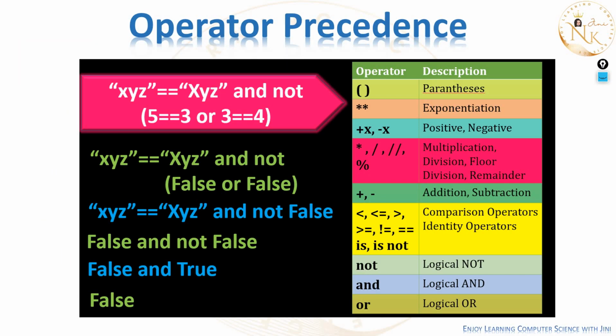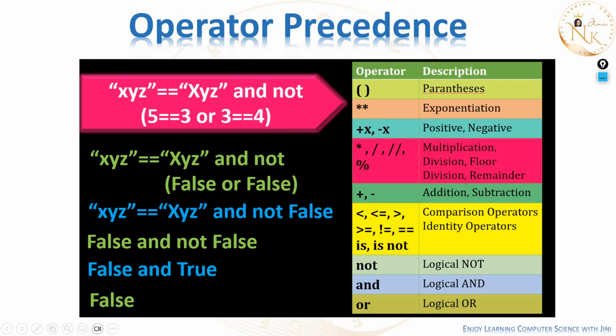Next one, the same thing. First precedence will be given to parenthesis. The parenthesis has to be evaluated first from left to right. So 5 is not equal to 3, hence it is False. 3 is not equal to 4, hence it is False. Okay. So again it is inside parenthesis. False or False is False.